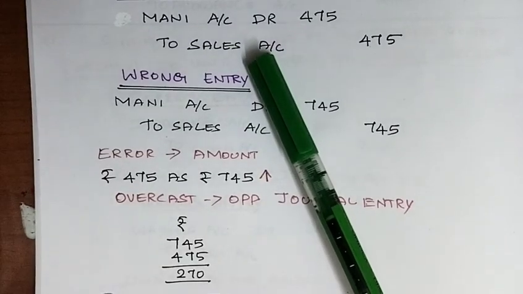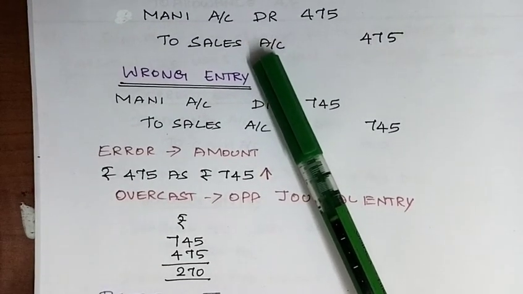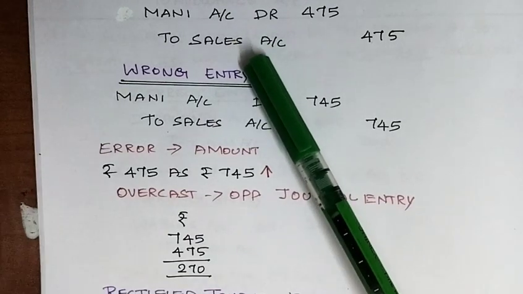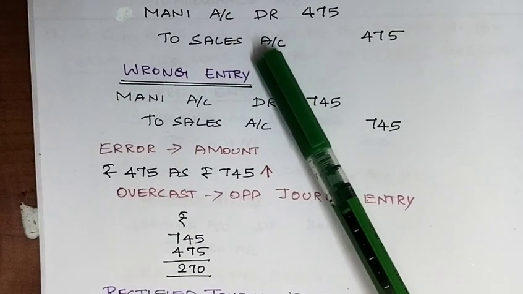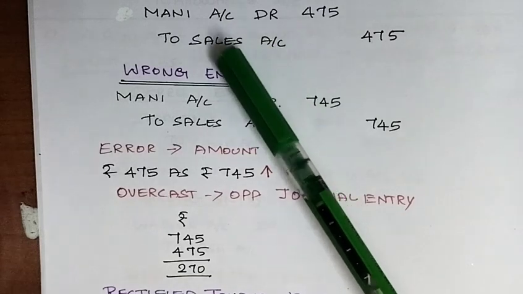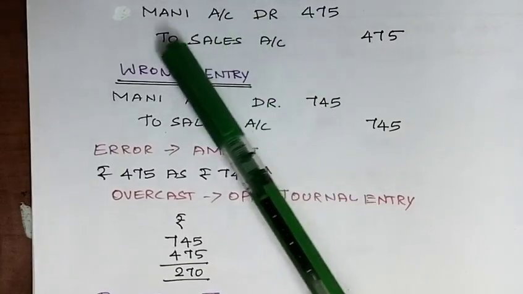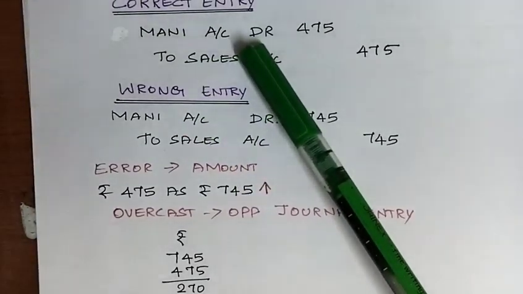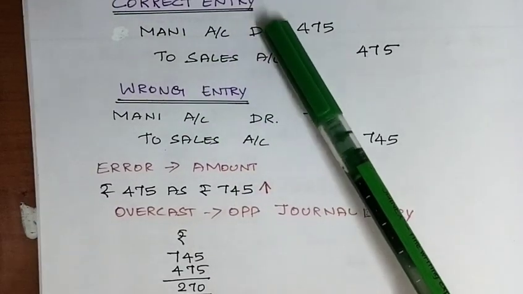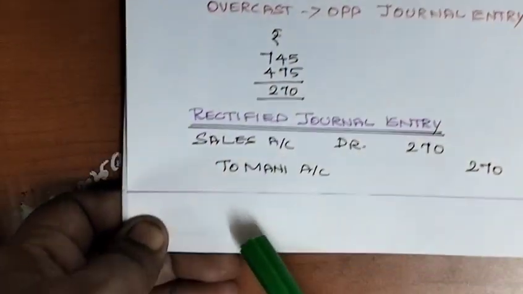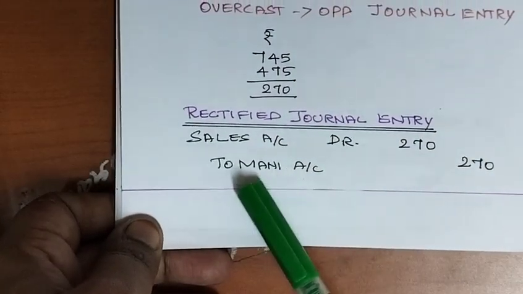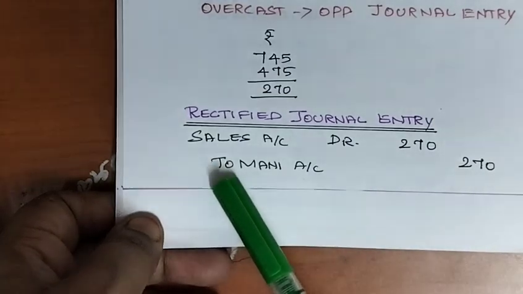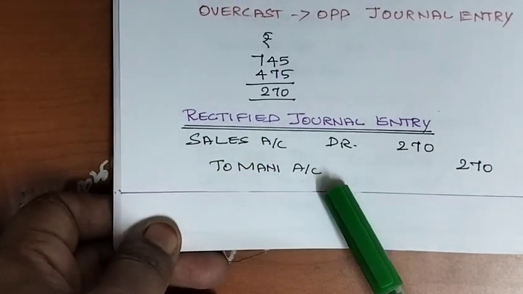So we need to rectify this error. To rectify this error, you have to reverse this entry. So where is Money account? Money account was debited. You have to credit the Money account. So Money account credit ₹270. Credit, okay? So we credited the Money account.